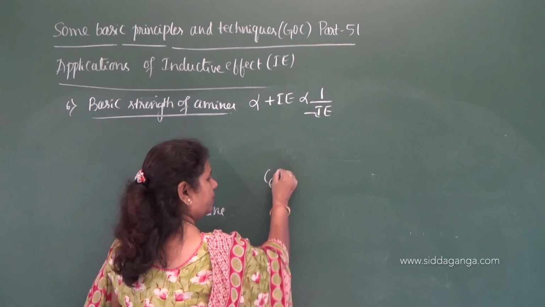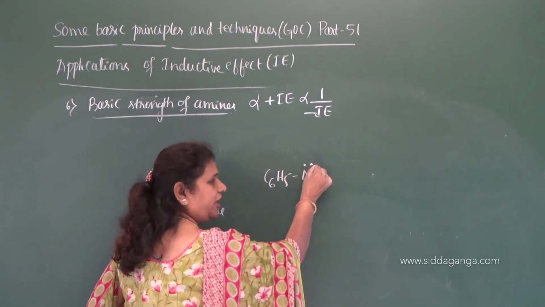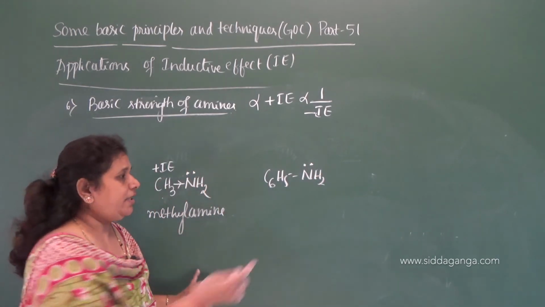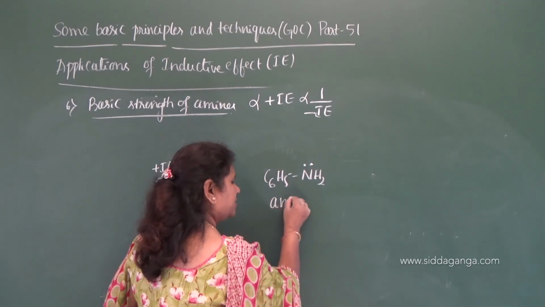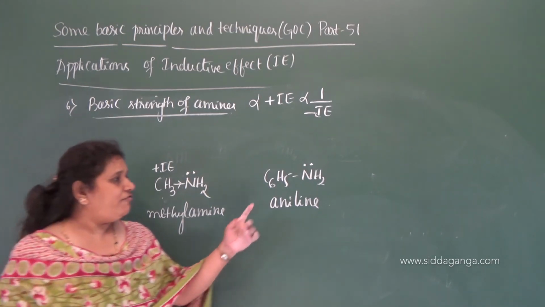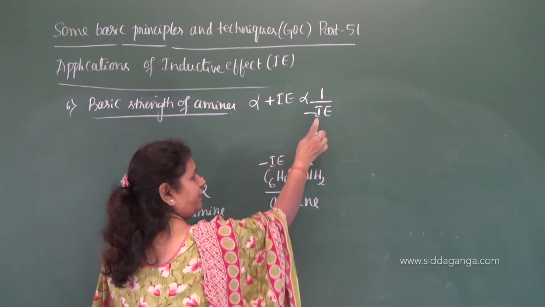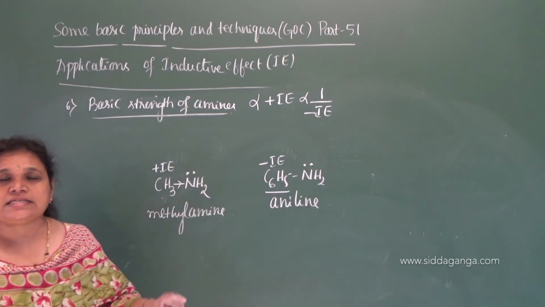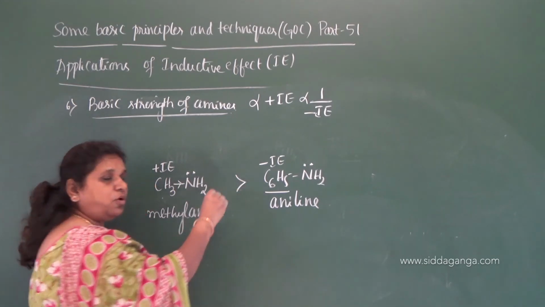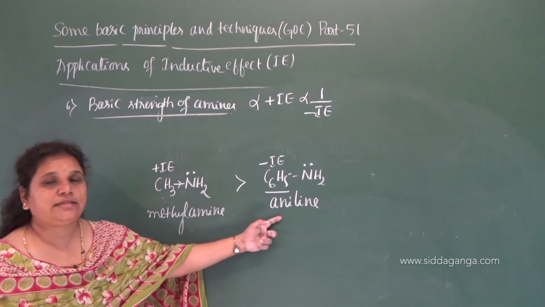Instead of the methyl group, if a phenyl group is attached to the nitrogen, if one of the hydrogen atoms of ammonia is replaced by a phenyl group, then this becomes aniline. Now the phenyl group, you know, is an electron withdrawing group and it exerts minus I effect, negative inductive effect, which decreases the basic strength. Then you can say methylamine is more basic than aniline.